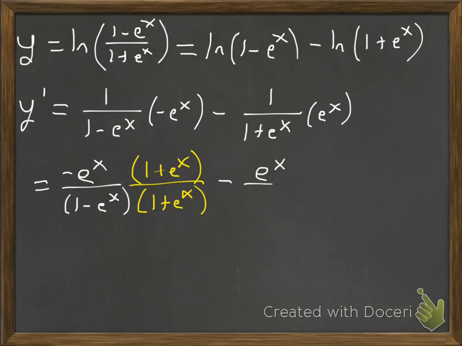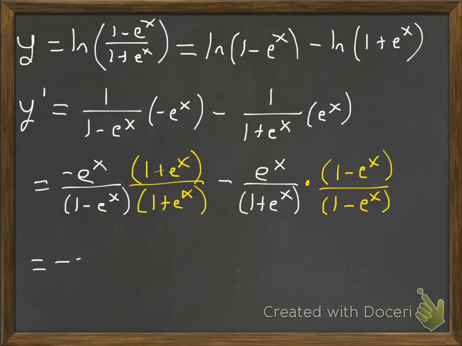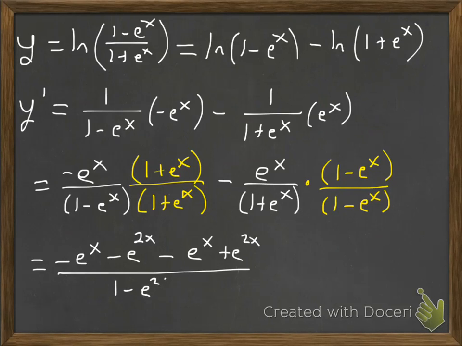And I noticed that I have a conjugate, so I'm going to get a common denominator here. So we're going to multiply each denominator by its conjugate so we can get common denominator. And then we're just going to simplify that from there. Okay, so distributing, we have negative e to the x minus e to the 2x, and then distributing again, minus e to the x plus e to the 2x, and the bottom is the difference of squares.